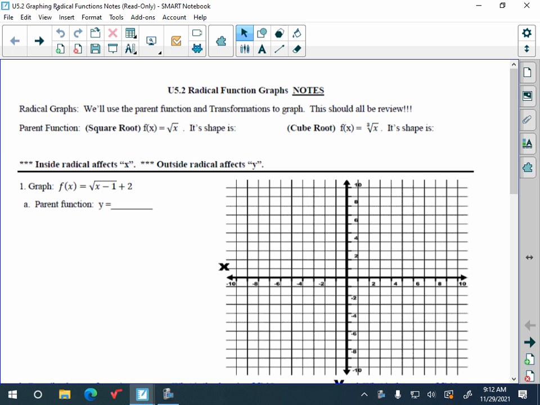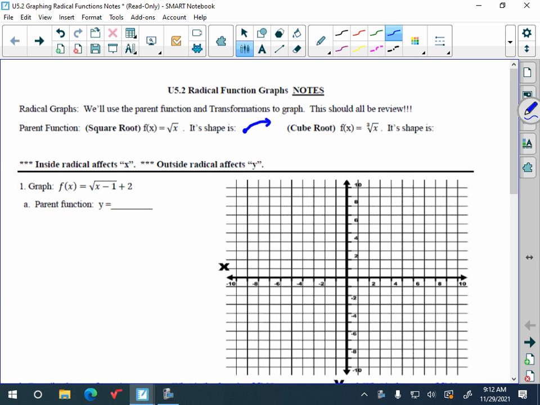All right, so we're only going to concentrate on two radical graphs, the square root graph and the cube root. The parent function for the square root is f of x equals square root of x. We want to remember the shape of the square root function. It has a curve to it. It has an endpoint, and then there's a curve to the right. That's the shape you want to memorize. It has a starting point, which is our endpoint, and then has one arrow.